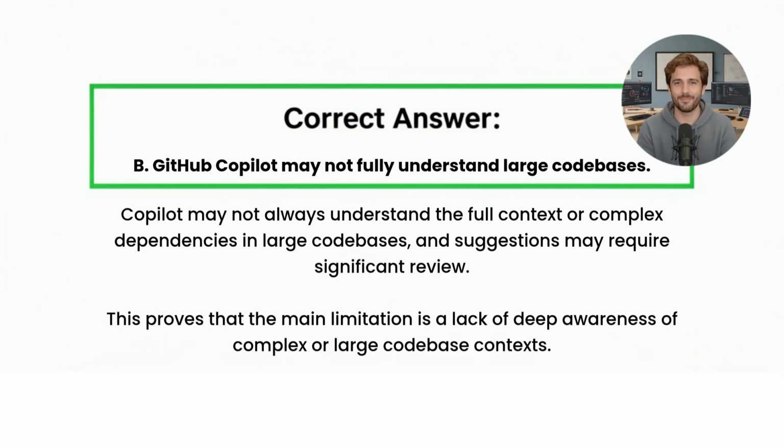GitHub Copilot may not fully understand large code bases. Explanation. Copilot may not always understand the full context or complex dependencies in large code bases, and suggestions may require significant review. This proves that the main limitation is a lack of deep awareness of complex or large code-base contexts.